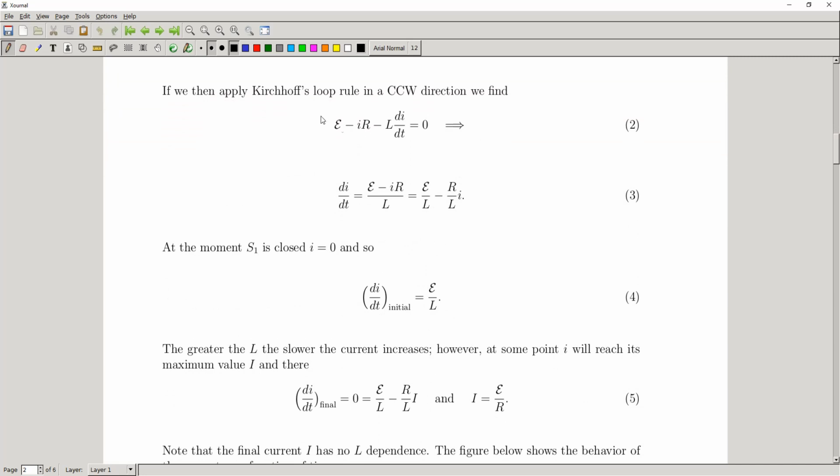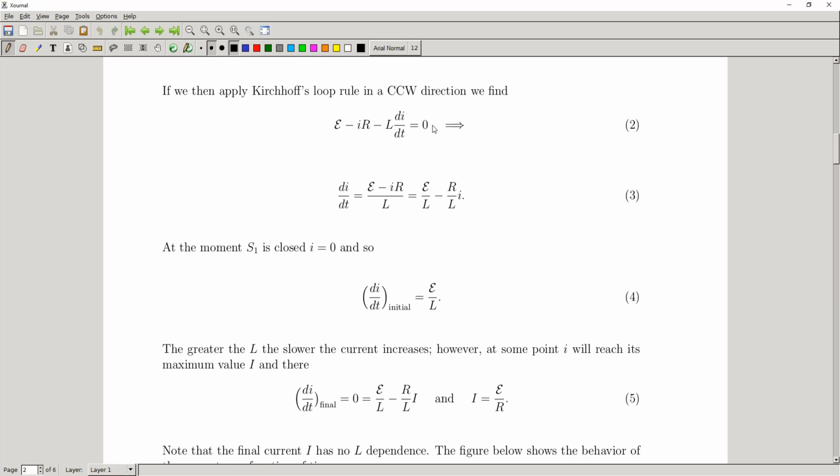So we go up our EMF source, then we go across the resistor, going in the direction of the current, and we go across the inductor with the direction of the current, right? And so Kirchhoff's loop rule gives us this expression. We know this has to be equal to 0, right? Around the closed loop, our potential difference has to be 0.